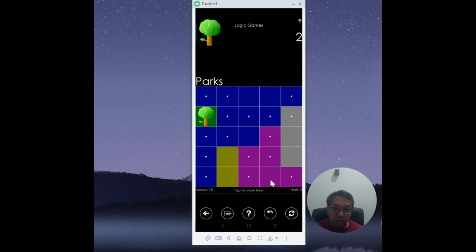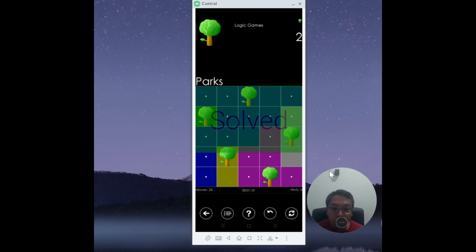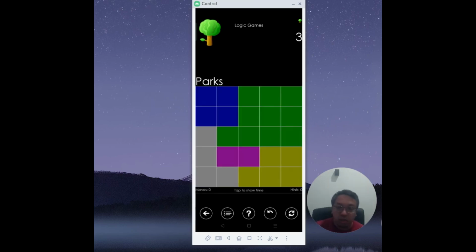So we know that the tree is here, and then the tree on the gray part is here, the tree on the yellow part is here, and the last one is the tree on the blue part. It cannot be here. It must be here, at the top. Okay, second level done. This is the third level of the game. This is more difficult.